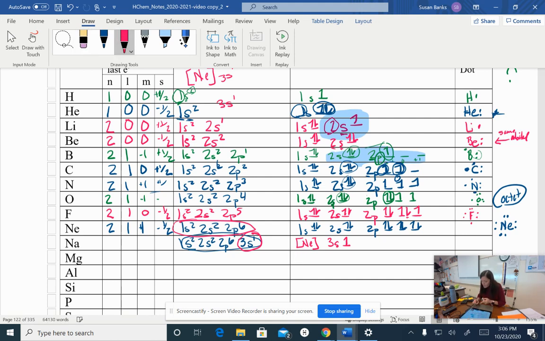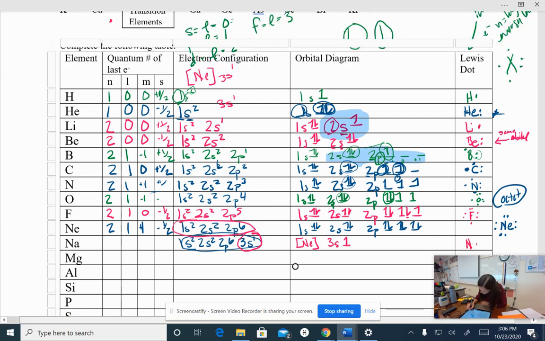Okay, so remember our dot pictures only take our n highest number. Our highest number here is 3. We only have 1 electron here. So our picture for sodium is going to be Na with just 1 dot. That's it. That last electron we put in was in the third energy level. It was an s orbital, so 0. And there's only one orientation, and it was a positive spin.